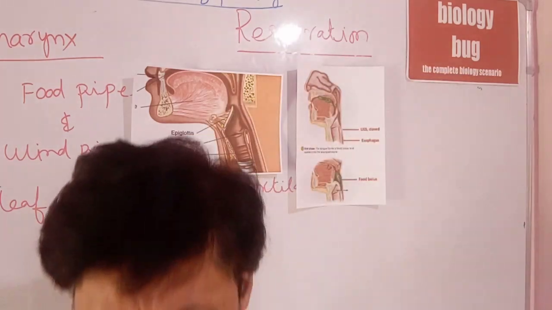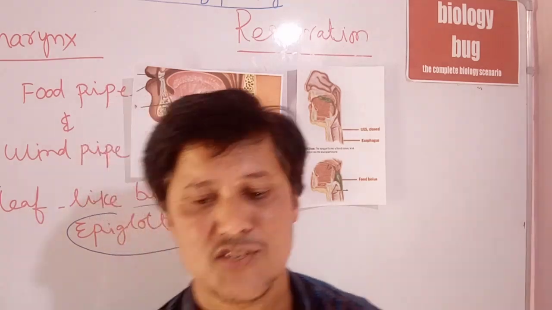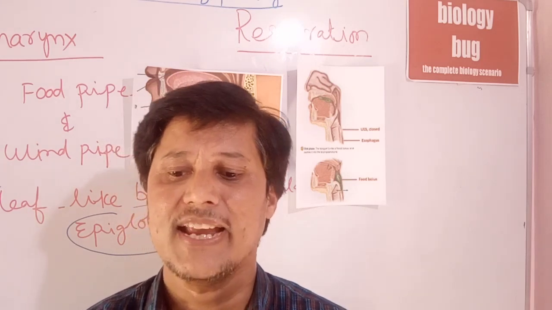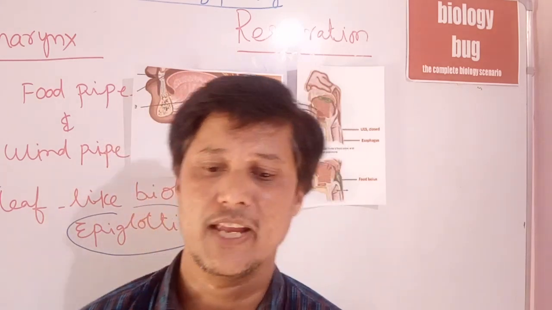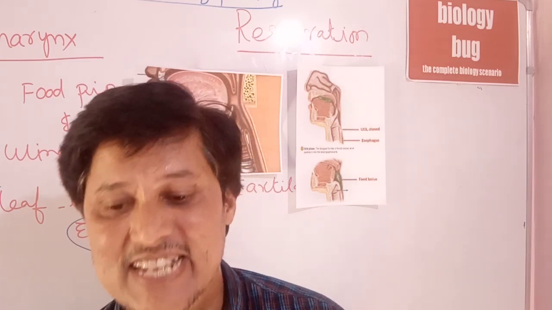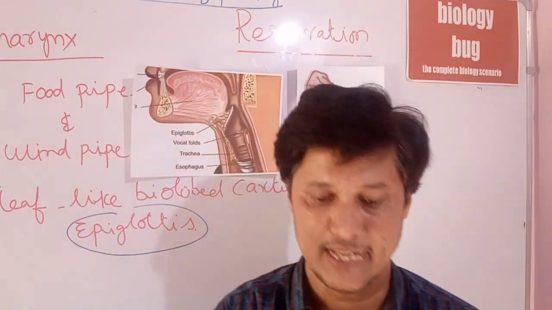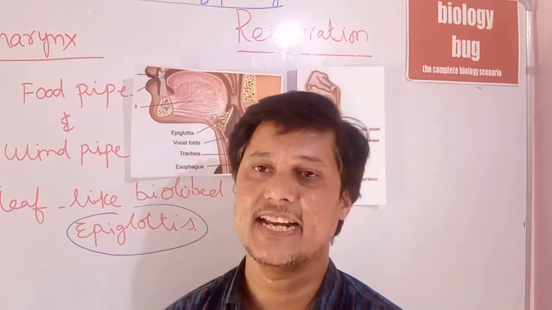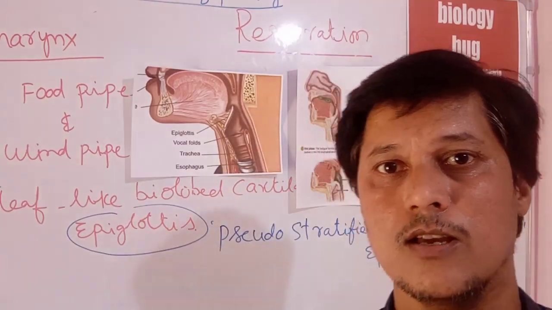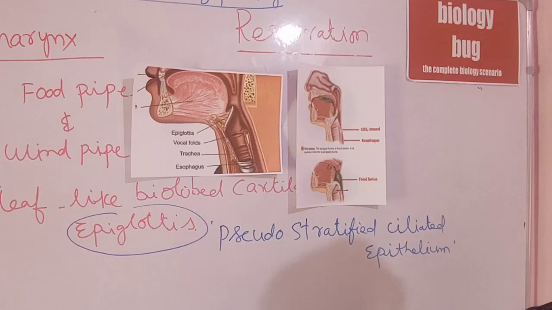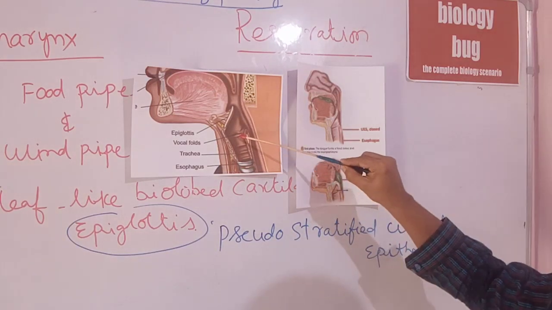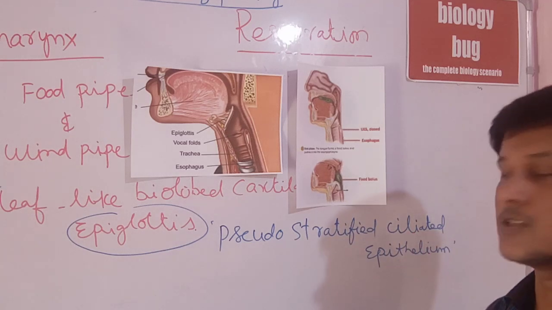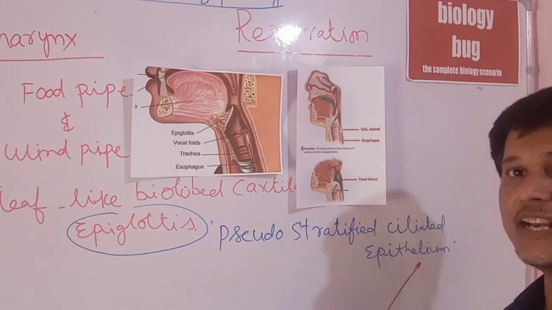Suppose if accidentally food enter into the trachea, then it is expelling out forcefully by pseudo stratified ciliated epithelium. So this trachea is lined by pseudo stratified ciliated epithelium.